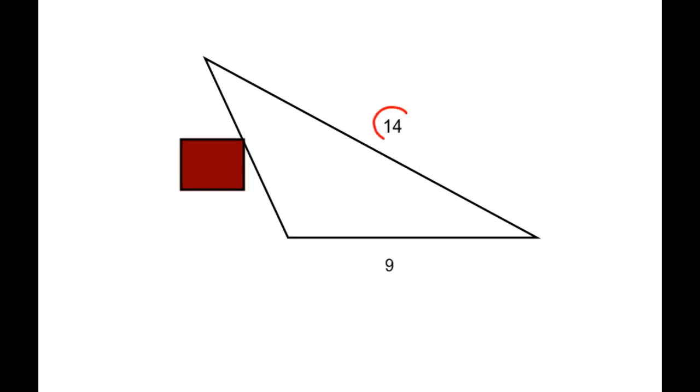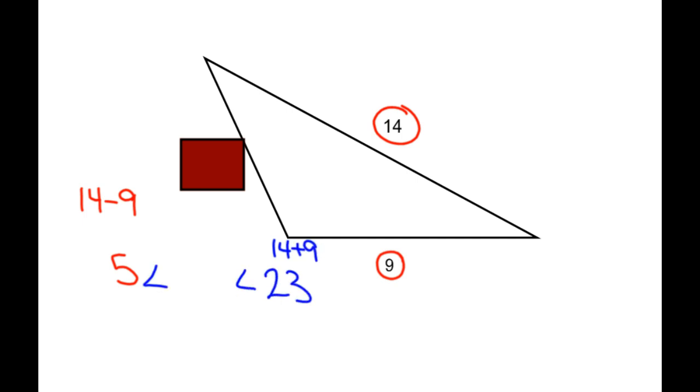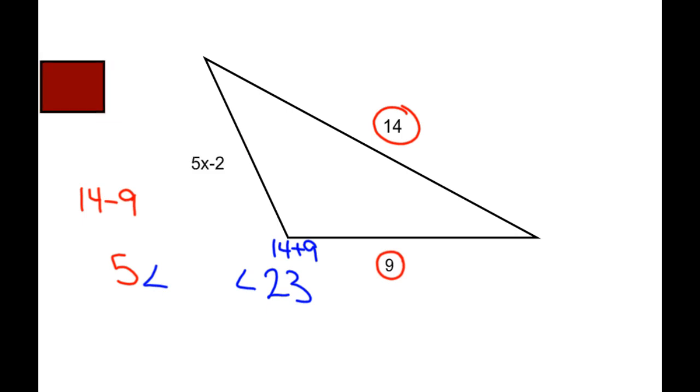All we have to do is take the two side lengths that we have. For the smaller end, we take 14 as our biggest number and subtract 9. That gets us our smallest possible length, and we can't be any smaller than 5. To get the bigger end, we take 14 and add 9, and we get 23. We know the numbers are going to be in between. Last time we just put an x in there, but now we have more than just the x, so we put in 5x minus 2.